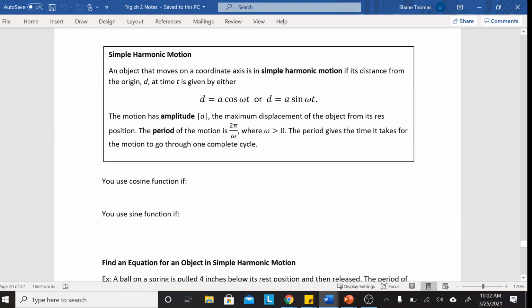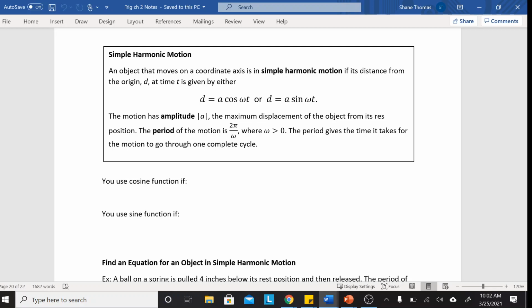So let's flash ahead a little bit. This is what we call simple harmonic motion. An object that moves on a coordinate axis is in simple harmonic motion if its distance from the origin, d, at time t is given by either one of those two things: d equals a cosine wt, or d equals a sine wt.